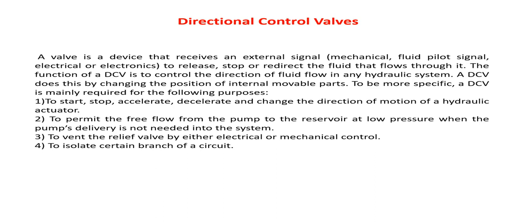A direction control valve is a device that receives an external signal, that is either the signal will be mechanical or a fluid pilot signal or electrical or electronic impulse, to release, stop or redirect the fluid that flows through it. The function of direction control valve is to control the direction of fluid flow in any hydraulic system. A direction control valve does this by changing the position of internal movable parts.